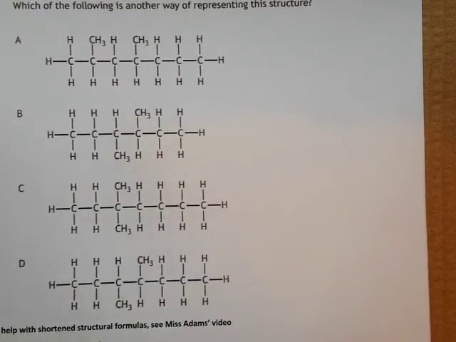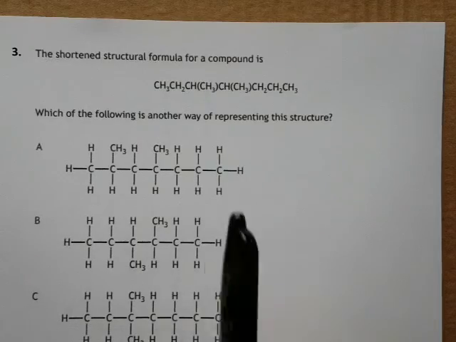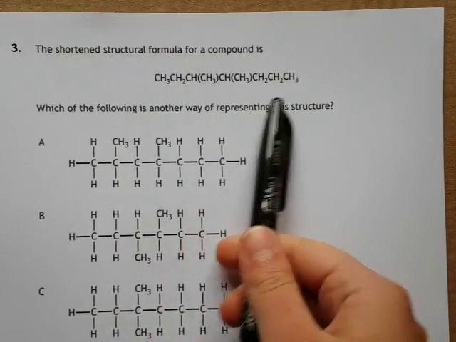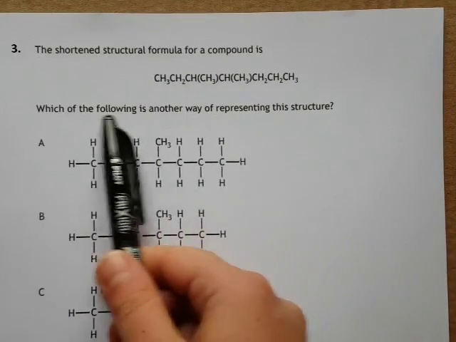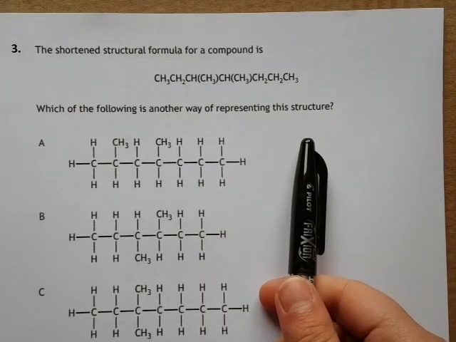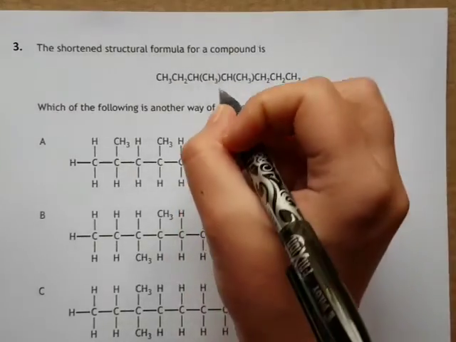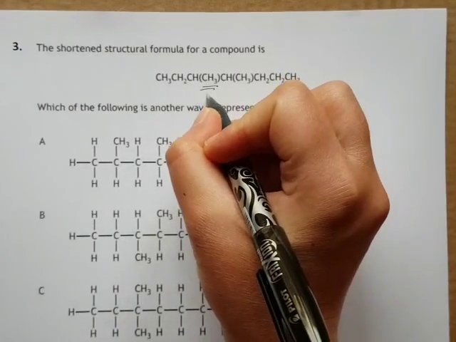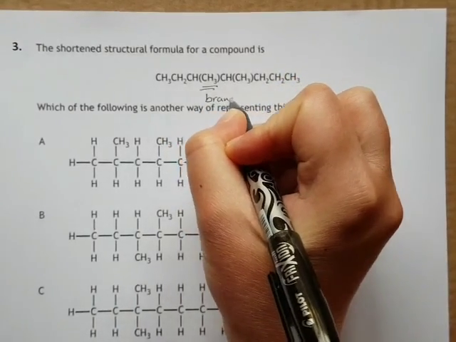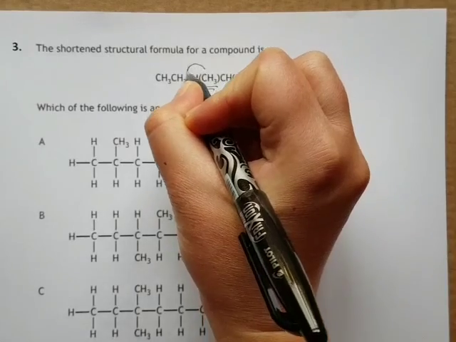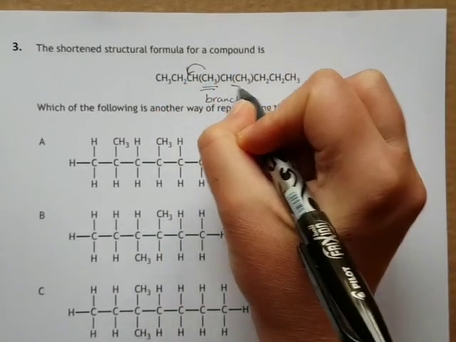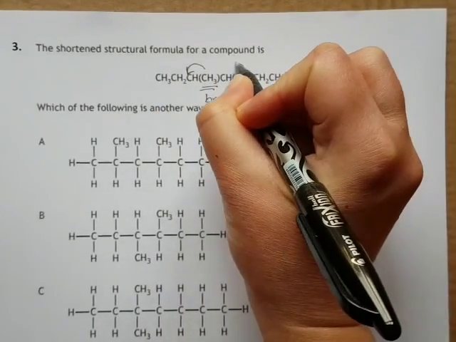Right, last little bit, we're going to look at the multiple choice. The shortened structural formula for a compound is given here, which of the following is another way of representing the structure. So you did look at shortened structures, although no, we didn't spend a huge amount of time on them. So remember, if something is in brackets, that means it's a branch on the carbon to the left of it. Okay, so that's the trick to getting this question.